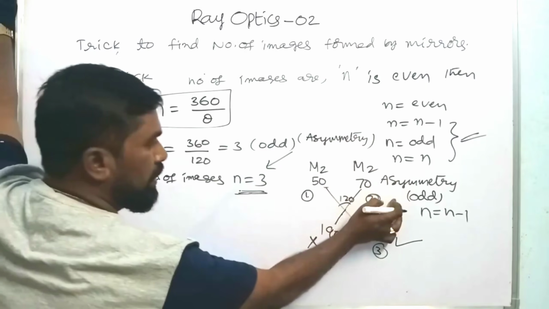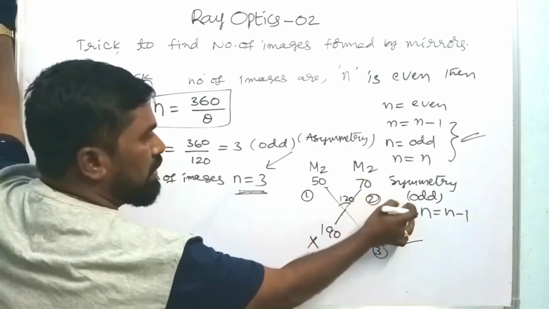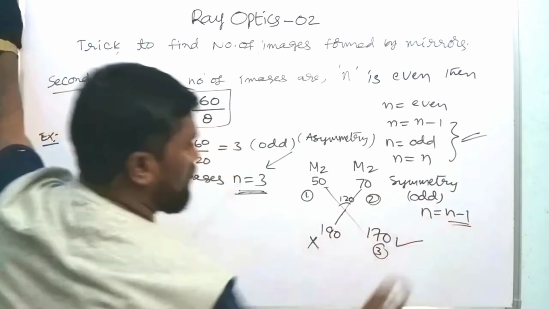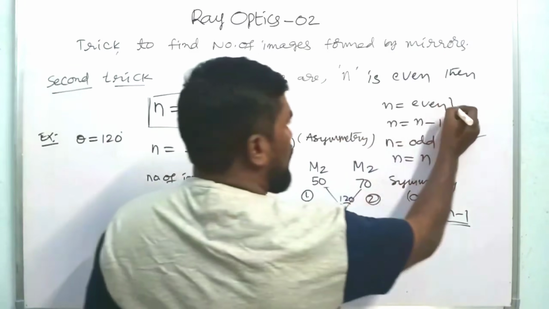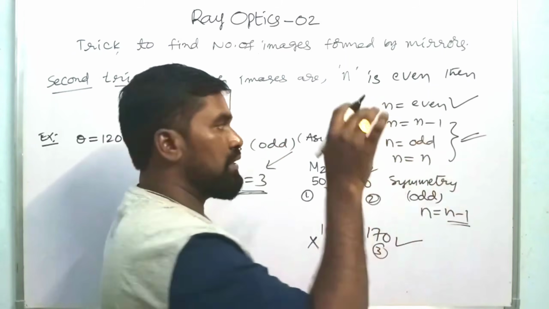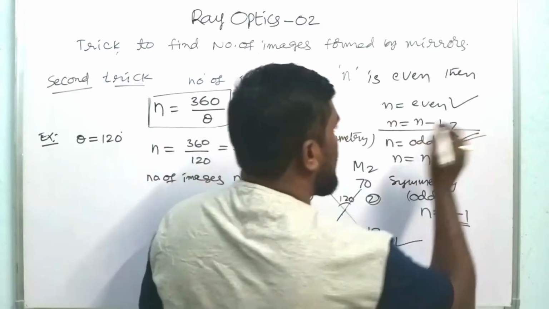If it is symmetry, the number of images is n minus 1. That is the point we have to remember. If it is even, either symmetry or asymmetry, then you have to take n minus 1.